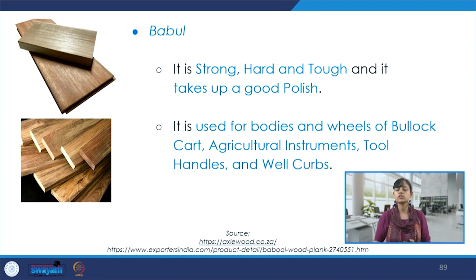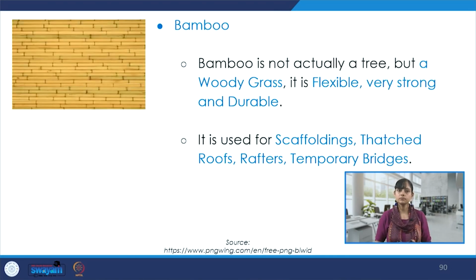There is another one which is Babool. It is also very strong, hard and tough. It takes up a good polish. It is used for bodies and wheels of bullock cart, also agricultural instruments, some kind of hardware, tools, etc.